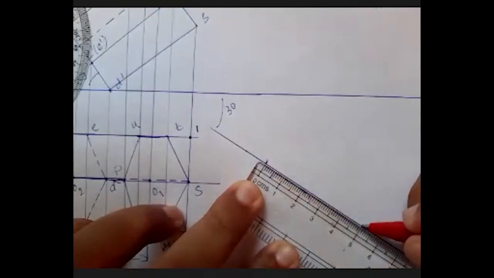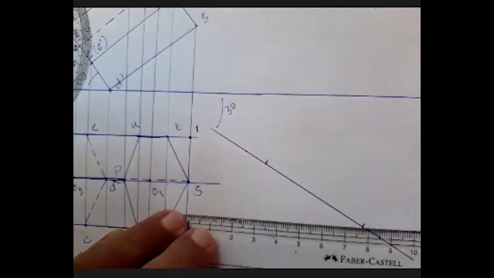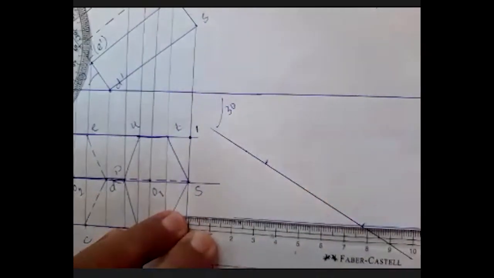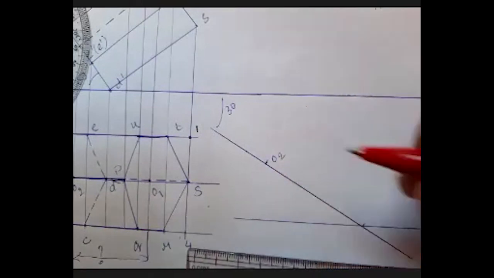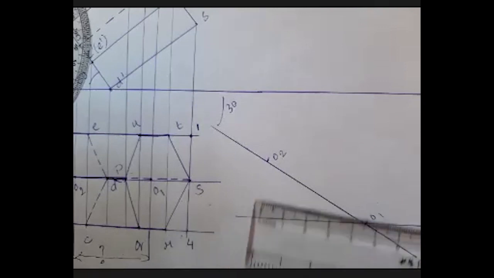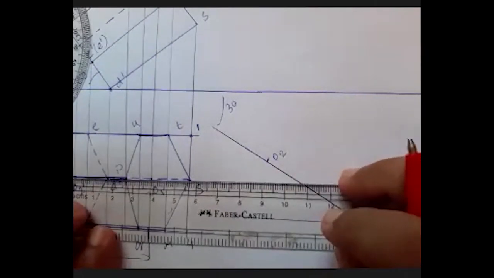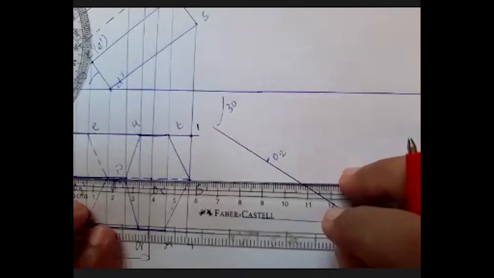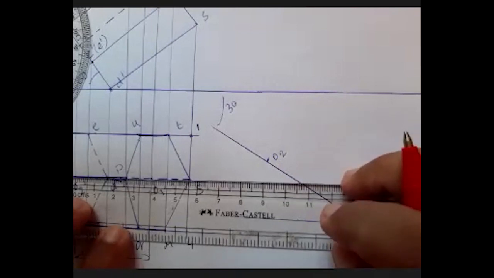This is my original length. I draw the locus of it. So this is my O2 and this is my O1. Then I measure it from O2 to O1 here. When I measure, it is something around 3.8 in this.